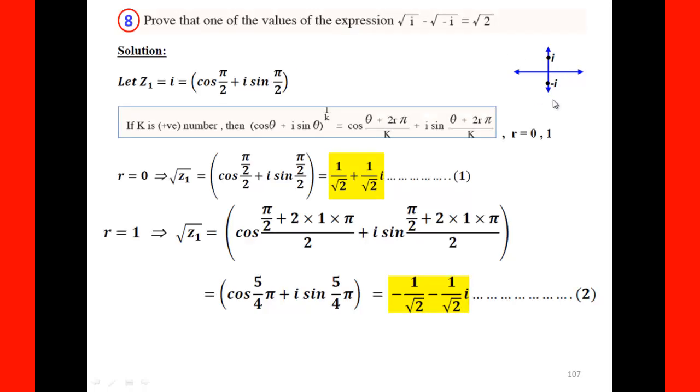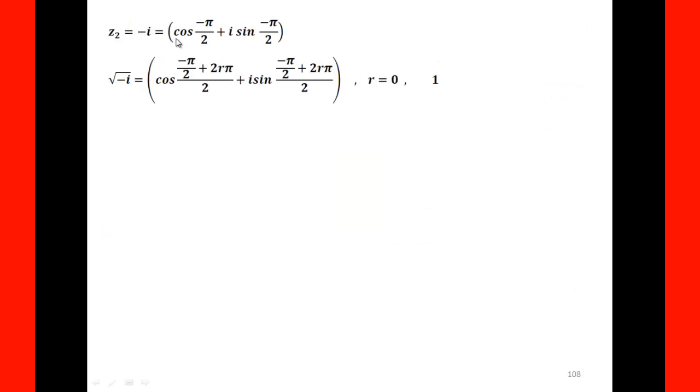Now we calculate root negative i. First we write negative i. Negative i equals cosine of negative pi over 2 plus i sine of negative pi over 2, as in the figure. Of course we have two square roots. We'll get them by substituting r equals 0 and another time r equals 1.